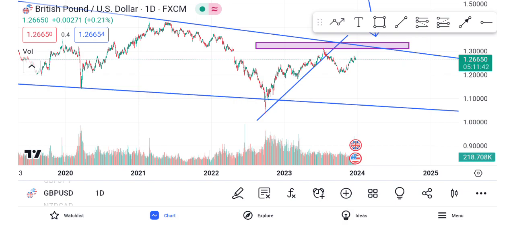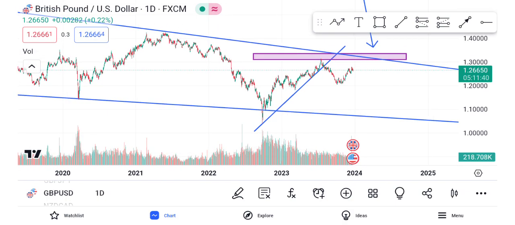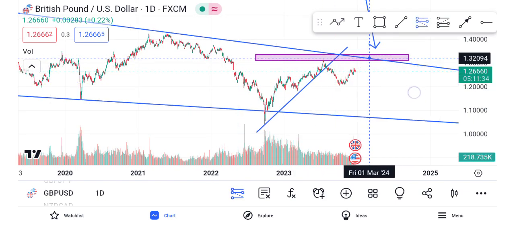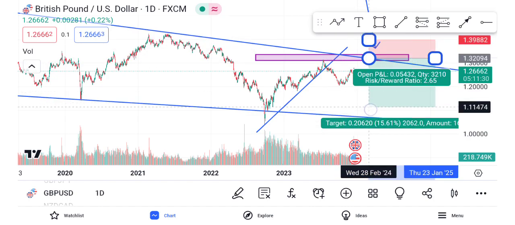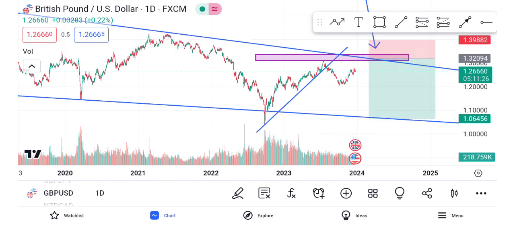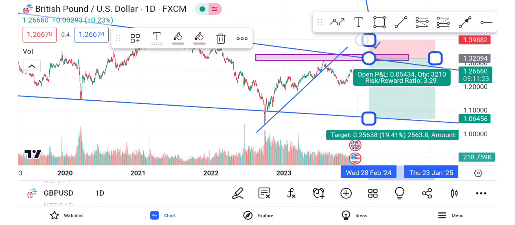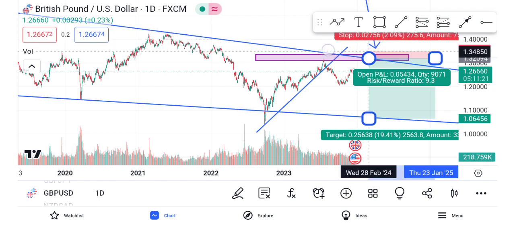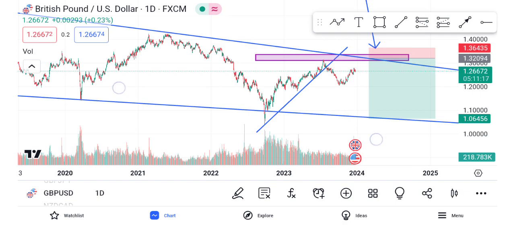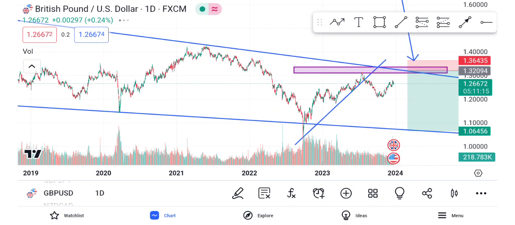So our risk reward will be, as you can see here, this is going to be our risk reward there. As you can see, this is like 1:5 risk reward.